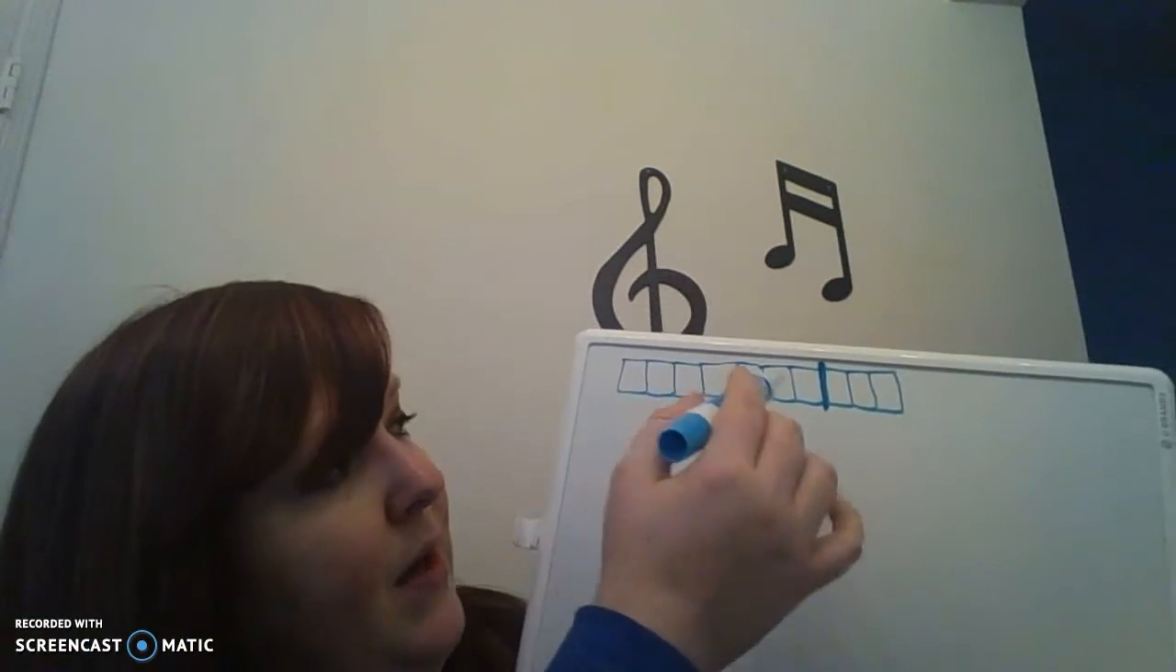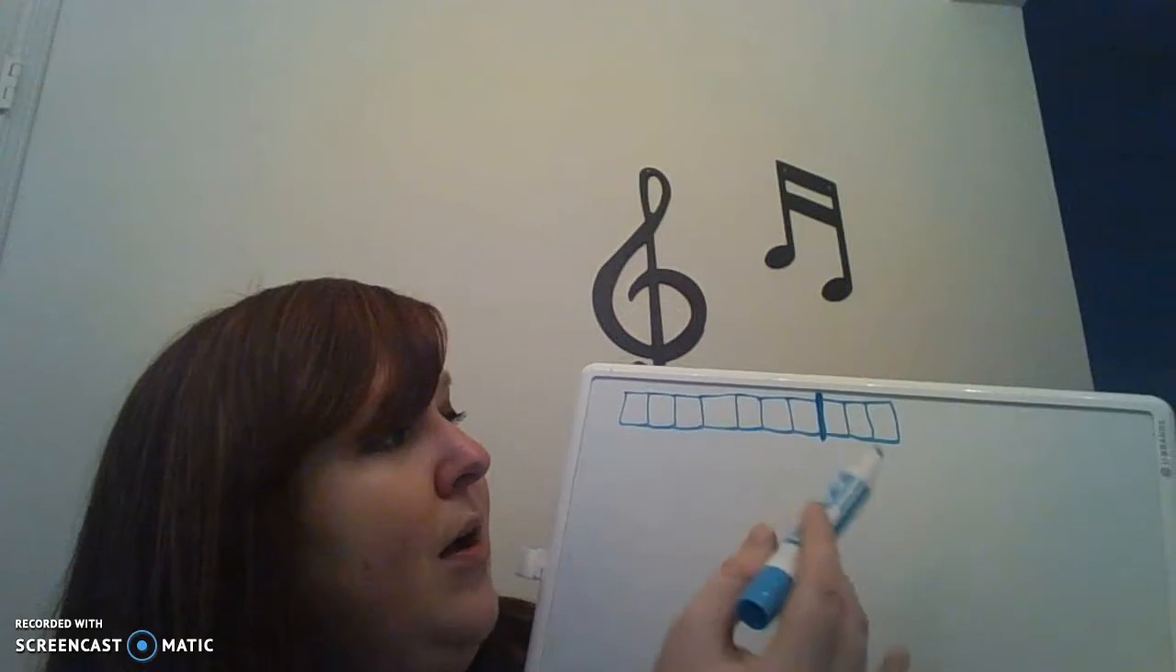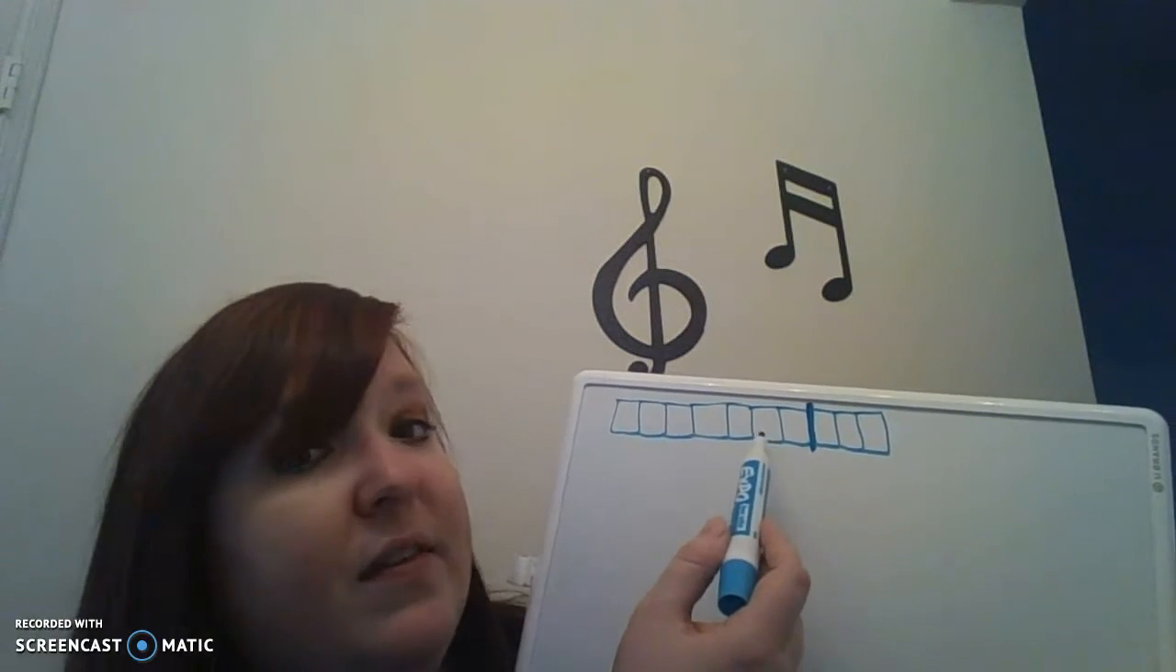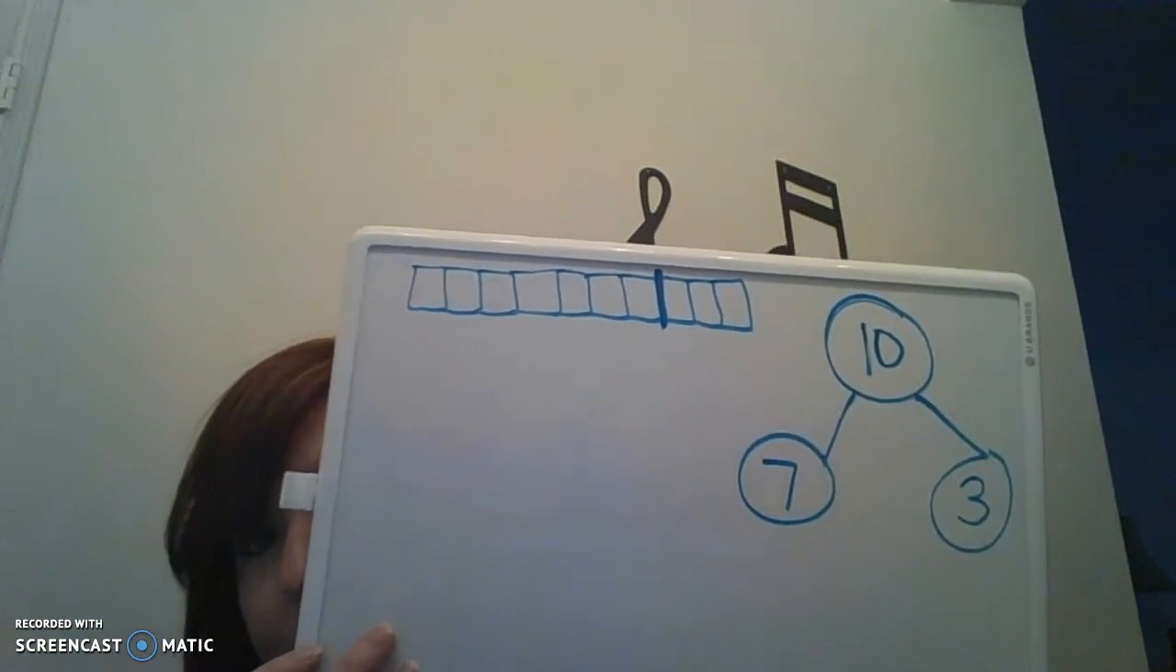Okay, how many are left? So count them. I had 10 and I took away 3. 1, 2, 3, 4, 5, 6, 7. So I have 7 left. I had 10 cubes. I took 3 away. I have 7 left. Draw a number mound, please. What is my whole? 10. What are my parts? 7 and 3. Okay. Does yours look like mine?